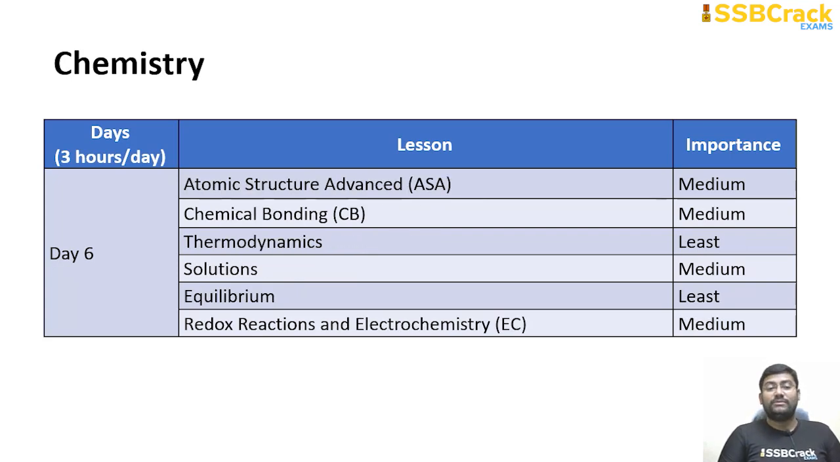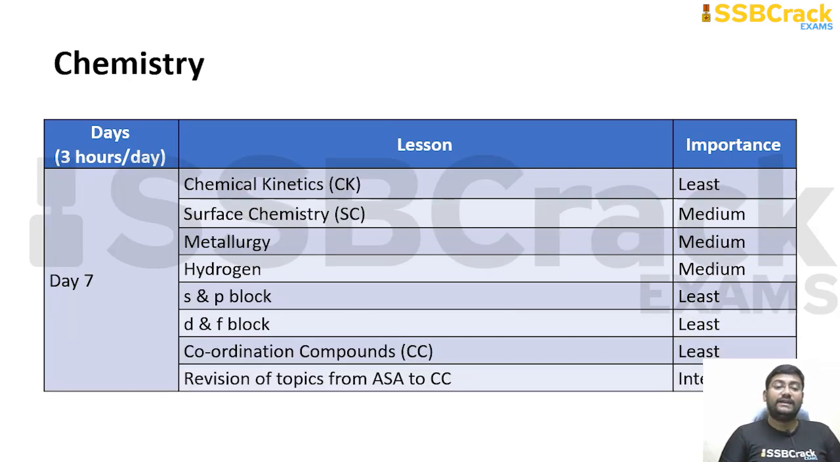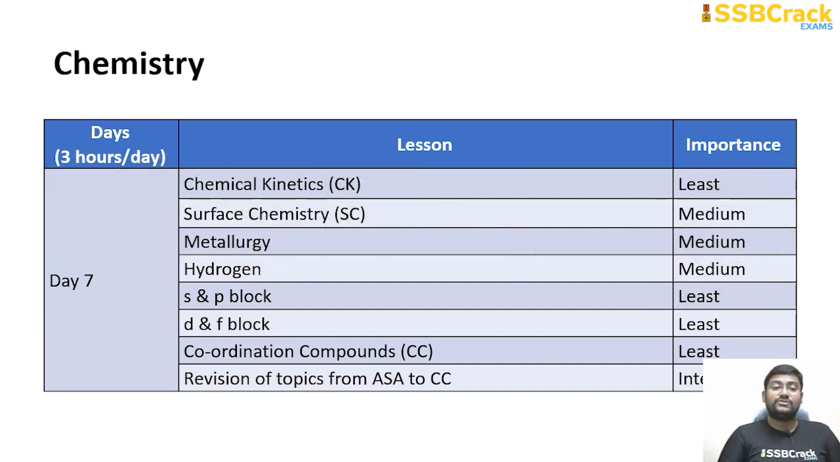On day 6 you will be reading atomic structure advanced, chemical bonding, thermodynamics, solutions, equilibrium and redox reactions and electrochemistry. And on day 7 you will be reading chemical kinetics, surface chemistry, metallurgy, hydrogen, S and P blocks, D and F blocks, coordination compounds, and you will be revising what all you have read on day 7 itself.